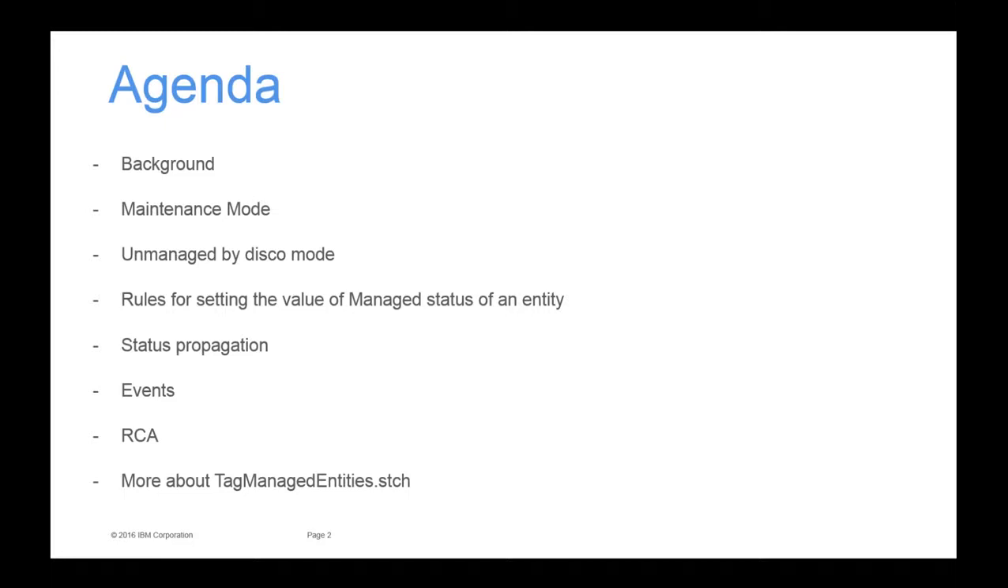Hello, everyone. My name is Bruce Urquhart, and I'll be presenting the first portion of the presentation. As you can see on slide number 2, today's agenda will cover background on managed status, maintenance mode, i.e. unmanaged status, unmanaged by disco mode. Then we'll look at the rules for setting the value of managed status of an entity. We'll then move on to status propagation. We'll talk a little bit about events, some RCA, and then Krishna will talk more about the tag managed entities stitcher.